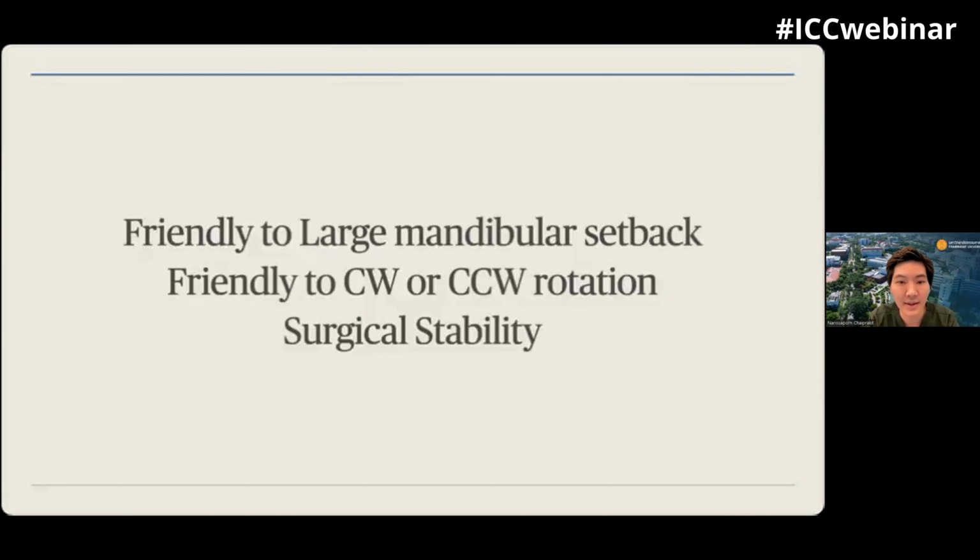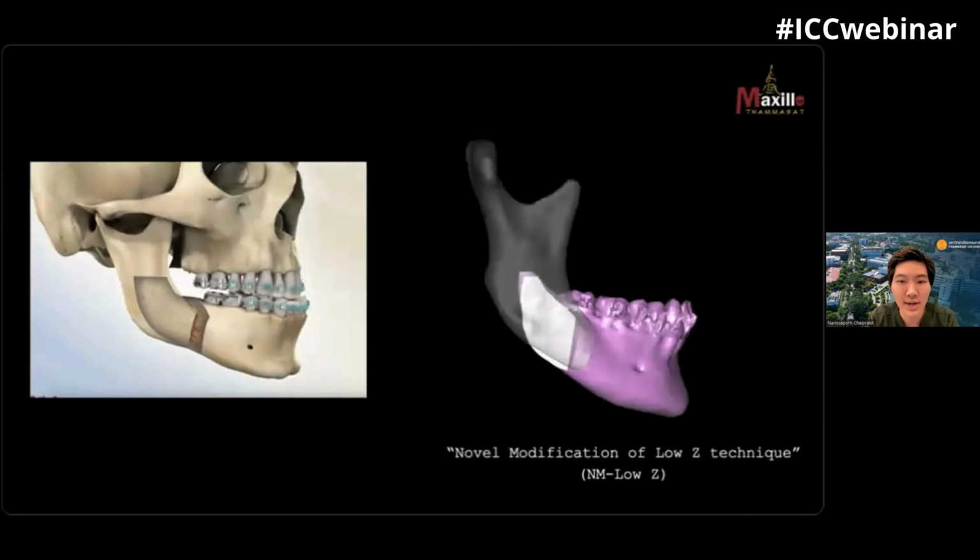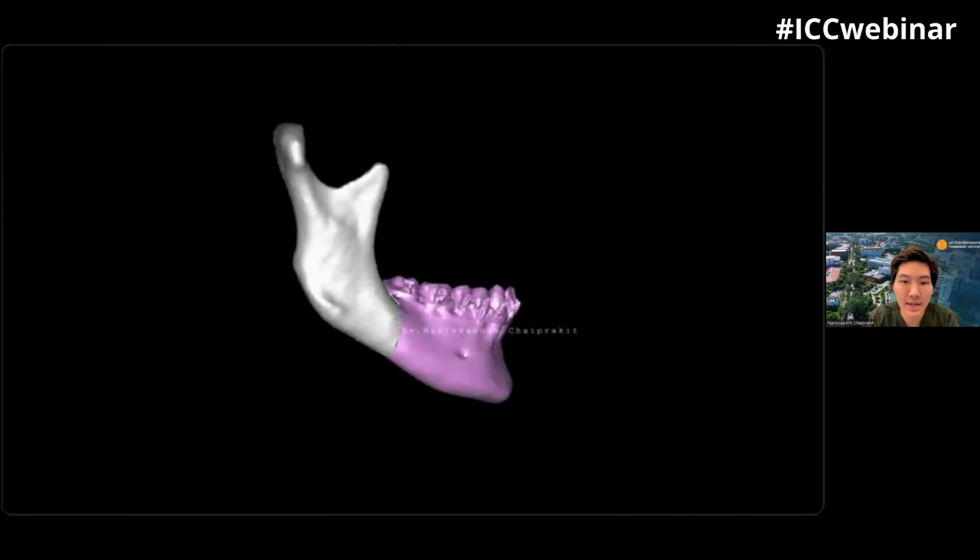The next advantage is its ability to allow large mandibular setback and MMC rotation, including surgical stability. The distal extension arm of the distal segment is shorter than in conventional BSSO or the Hunsuck-Epker modification, which can increase the amount of mandibular setback. In addition, there is less interference while the MMC is rotating.